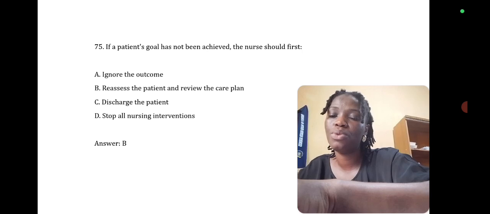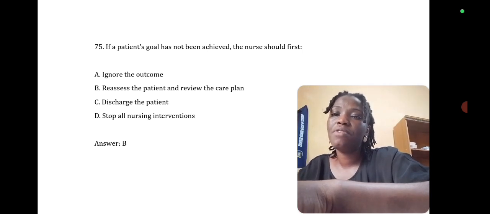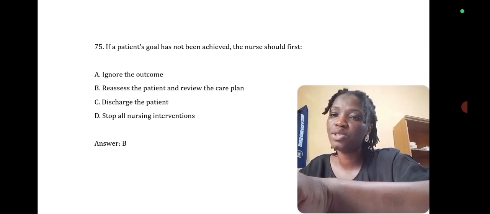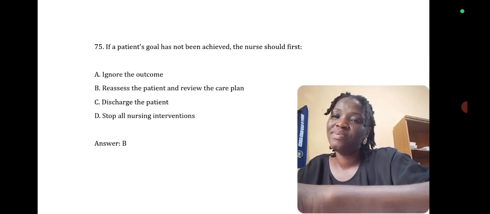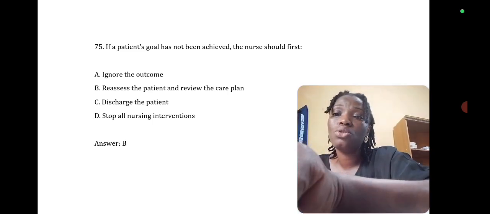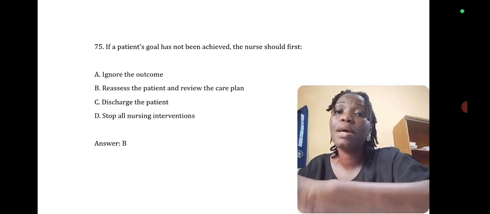That is evaluation. 75 said if a patient's goal has not been achieved, the nurse should first, what should you do? Your goal has not been achieved, just like what I just said now. What should you say? Reassess the patient and review the care plan.